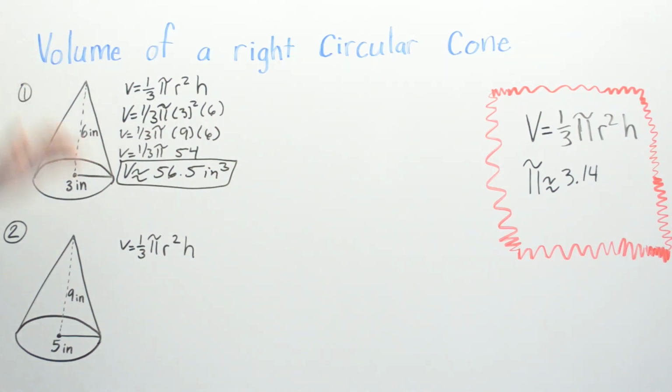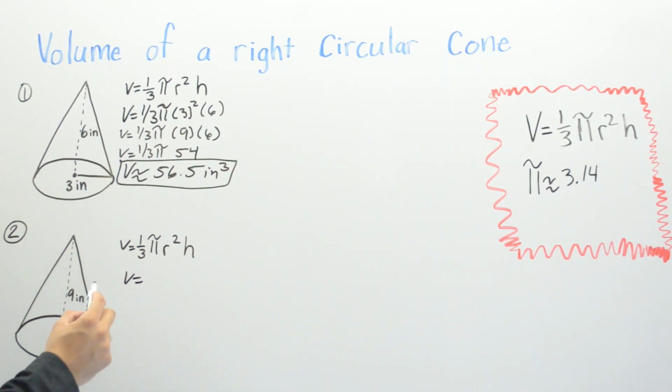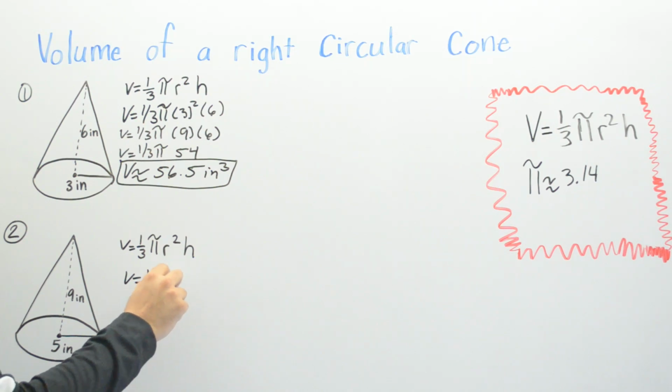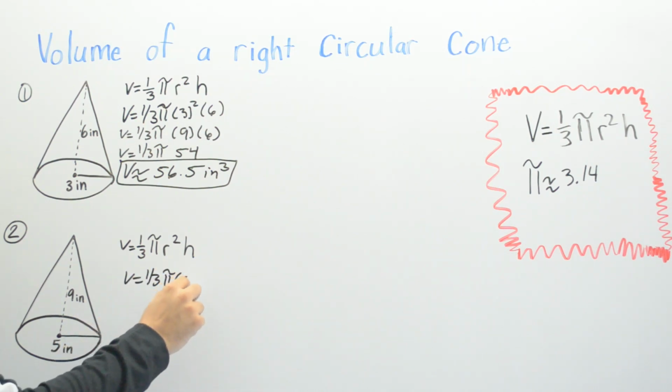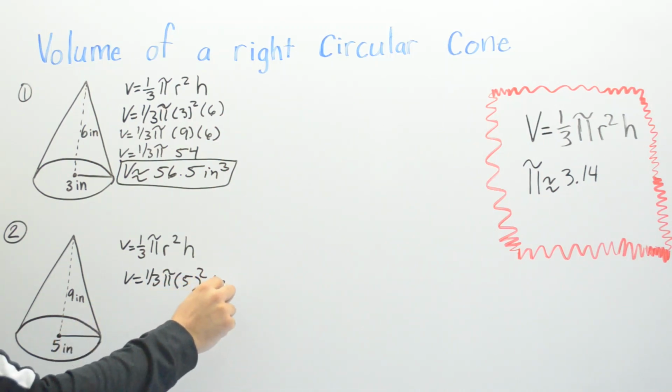Now, for the other steps, I'm going to skip some steps, and if you still need help, then go back to example 1 and see how I did it step by step. Okay, for number 2, we have our radius to be 5 inches and our height to be 9 inches. I'm going to skip some steps here. V equals 1/3 pi, our radius is 5 squared times our height, which is 9.